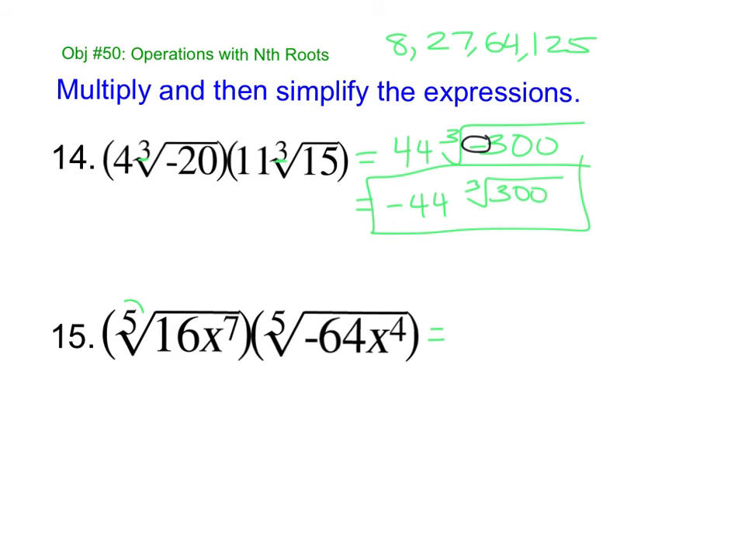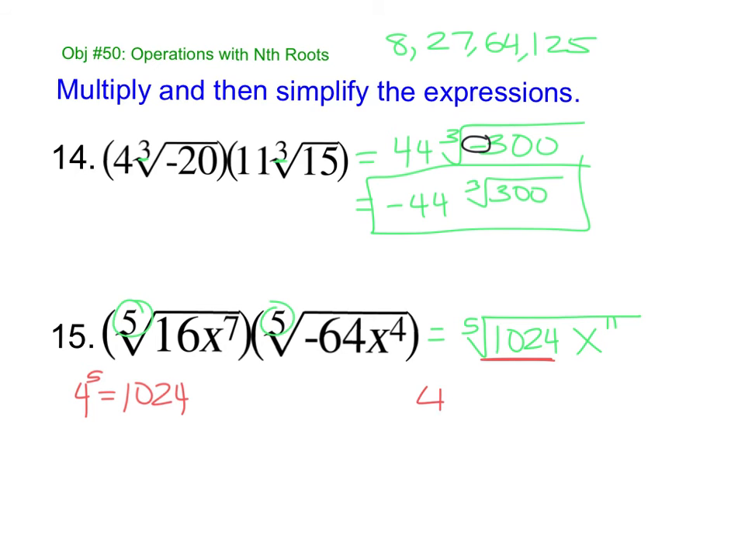All right, again, check that these are the same because we can't do this if those are different. All right, so I get the 5th root of 1024, x to the 11th. All right, so now grab your paper. What perfect 5th goes into 1024? 1024 is actually a perfect 5th. It's 4. 4 to the 5th is 1024.